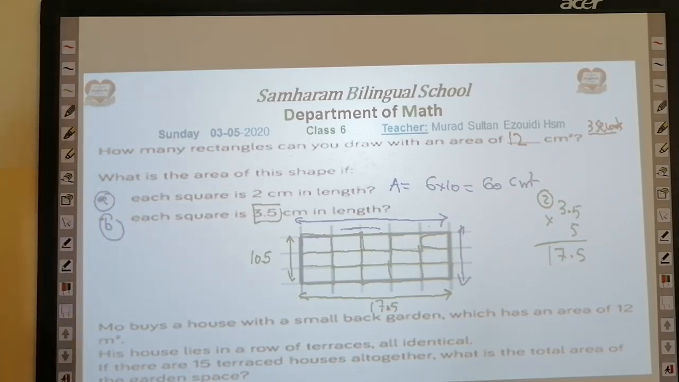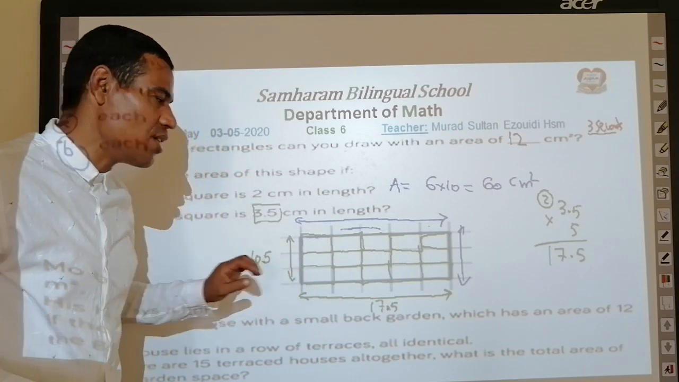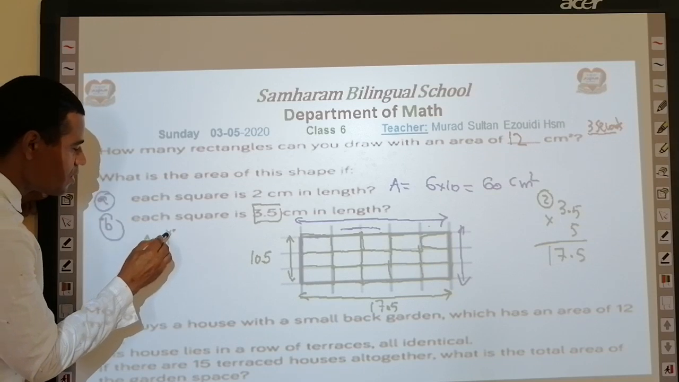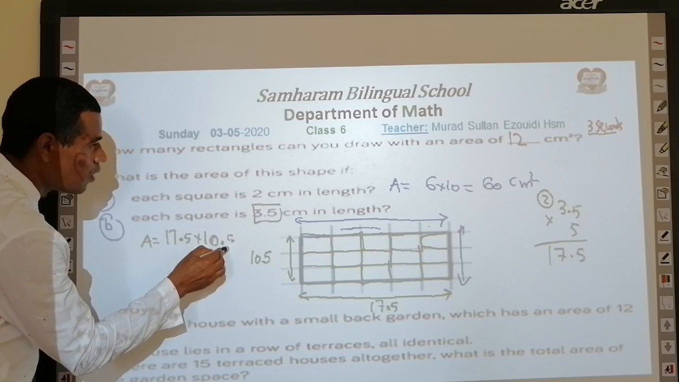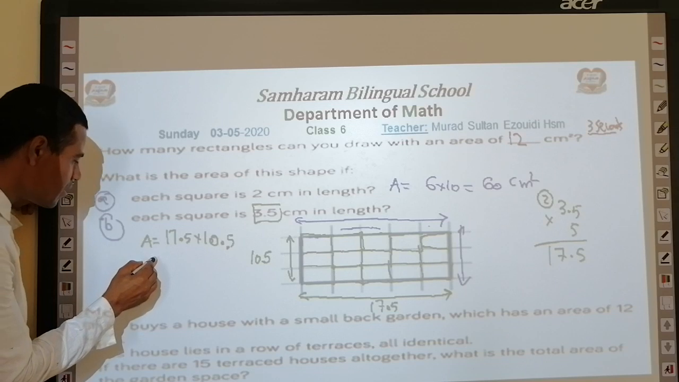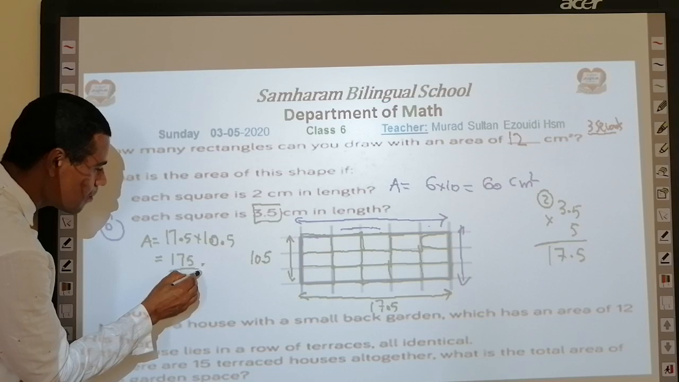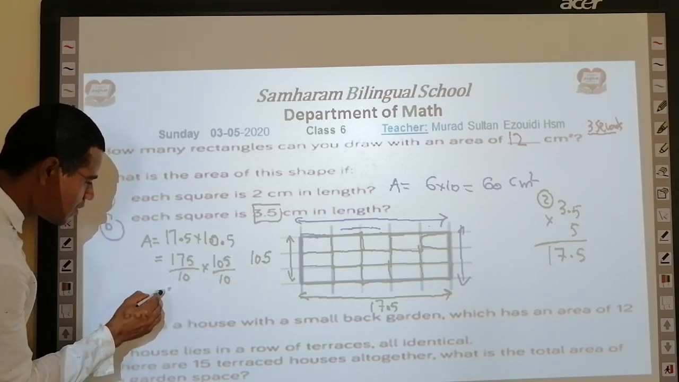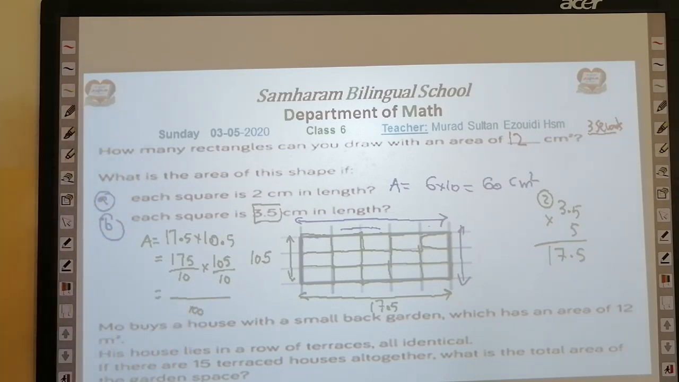So now, my learners, to find the area, just multiply the width by the length. Okay? So the area is 17.5 multiplied by 10.5. Look here. I will write this as 175 divided by 10 multiplied by 105 divided by 10. So it will be all divided by 100. I will now calculate it.